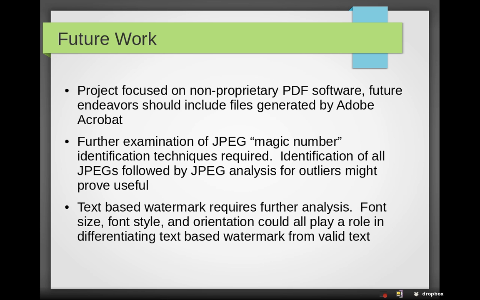I think there is a good amount of future work that can be added to this project. My project focused primarily on non-proprietary PDF software. Future endeavors should include files generated by Adobe Acrobat. I think there's a further examination of JPEG magic number identification techniques. If there's a way to identify all of the JPEGs in a PDF file and then compare the JPEGs to one another to look for outliers, kind of which of these JPEGs doesn't belong sort of thing, that might prove useful. And then similarly with the text-based watermarks, if you look at font size, font style, orientation, all those attributes could play a role in differentiating text-based watermarks from valid text in the PDF file.